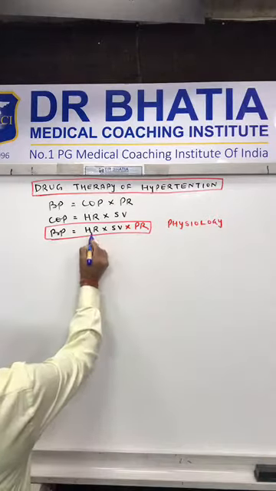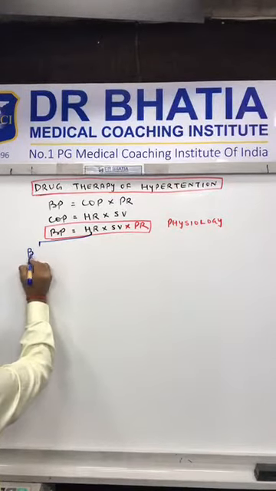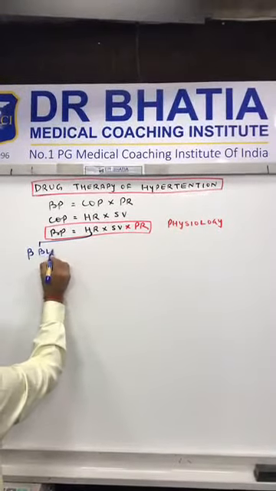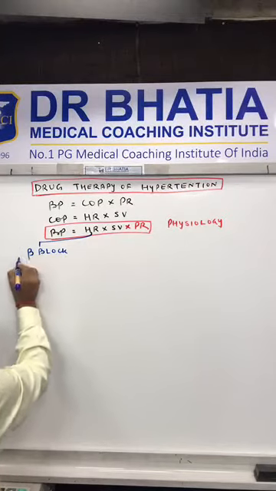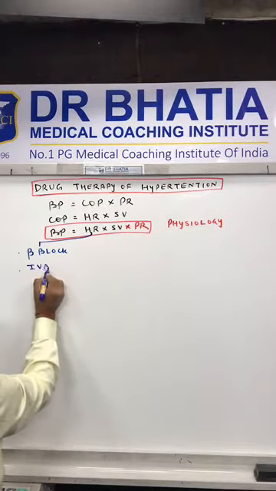Heart rate, the drugs are beta blockers. And the new drug is ivabradine.